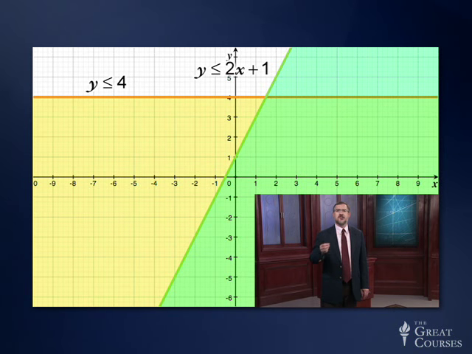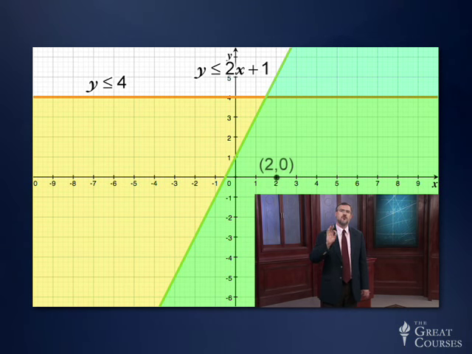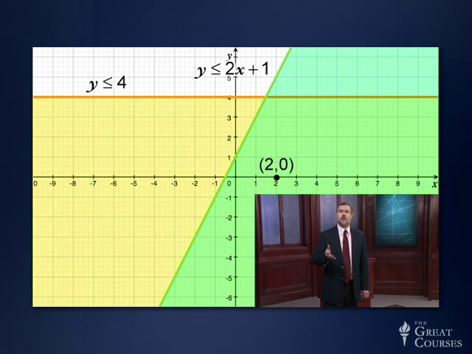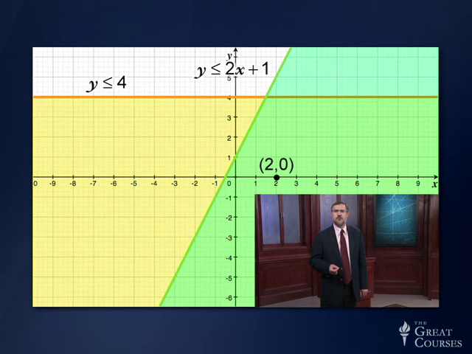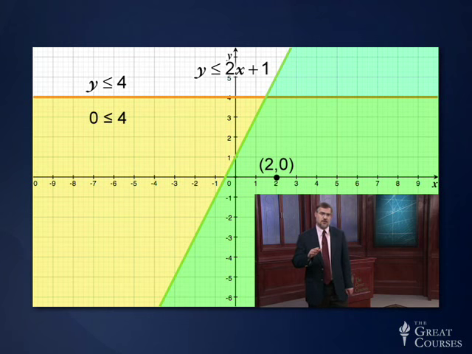One of the points in our region that appears to be the solution is (2, 0), which is right on the x-axis. Let's check to make sure that that point really is a solution of the two inequalities. All right, so first we had y is less than or equal to 4. The y-coordinate of the point (2, 0) is 0. Is 0 less than or equal to 4? Yes, it is. So that point really is in the solution set for that inequality.